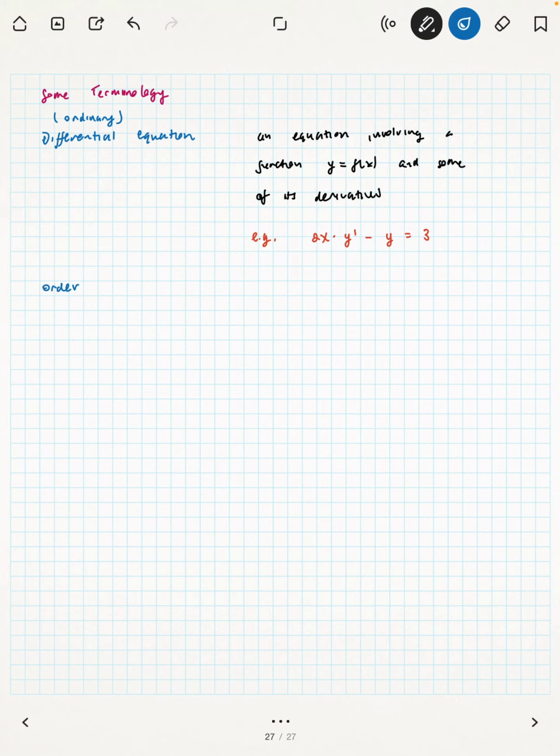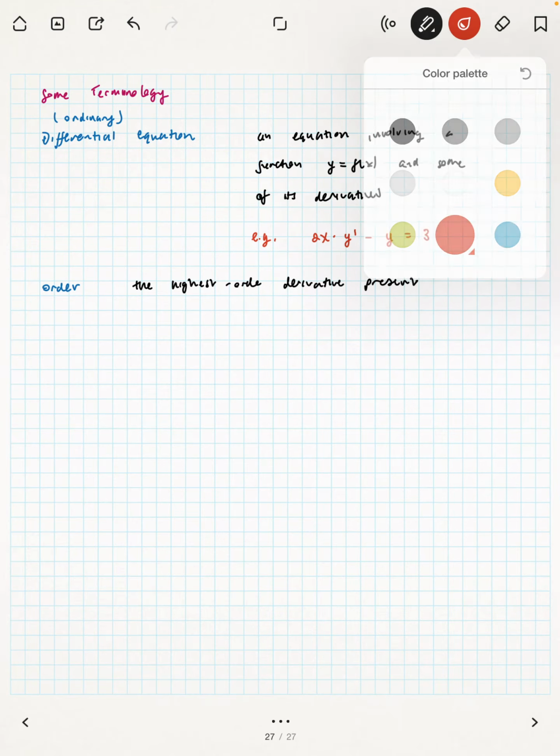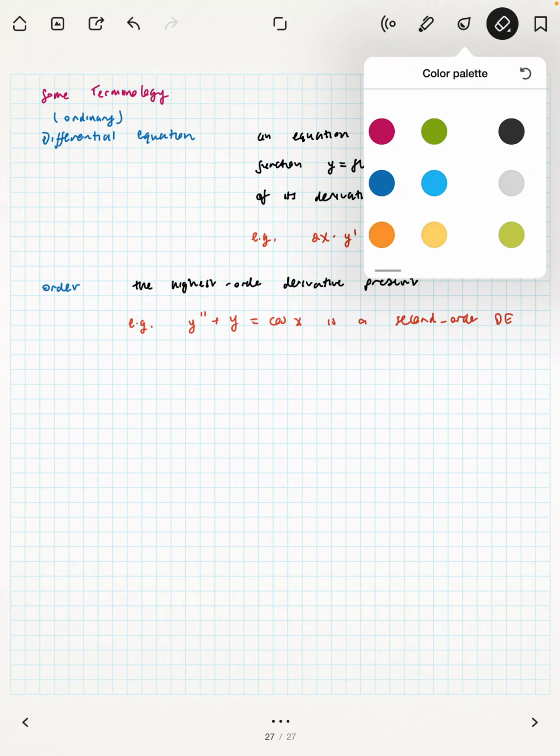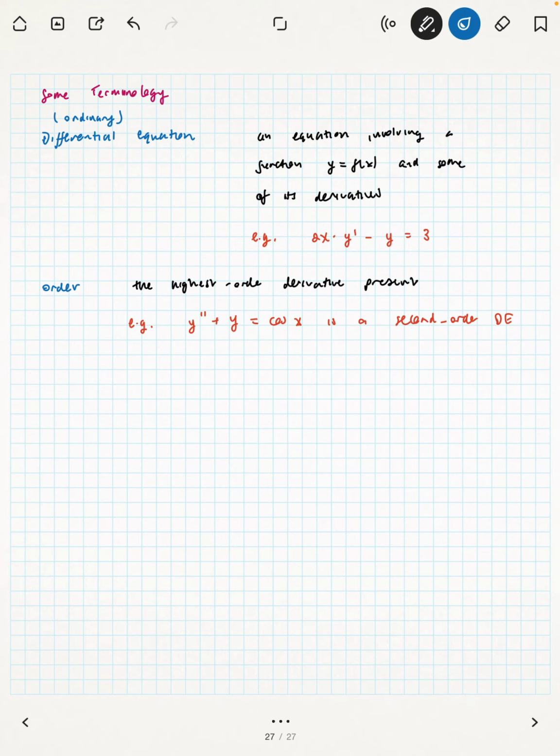Order of a differential equation refers to the highest order derivative present in that equation. So, as an example, the differential equation y double prime plus y equals cosine of x is a second order differential equation, which we're going to abbreviate as DE. DE means differential equation for us.